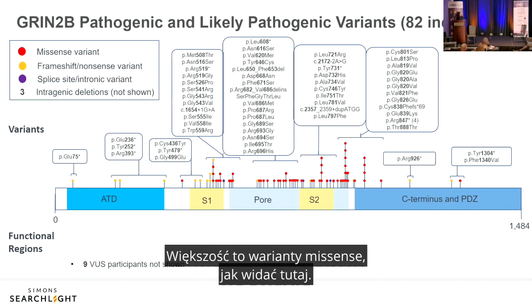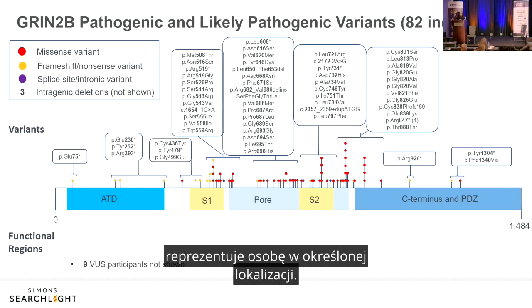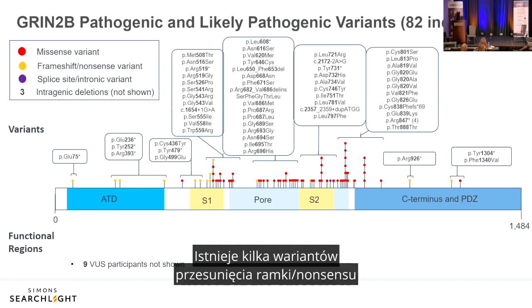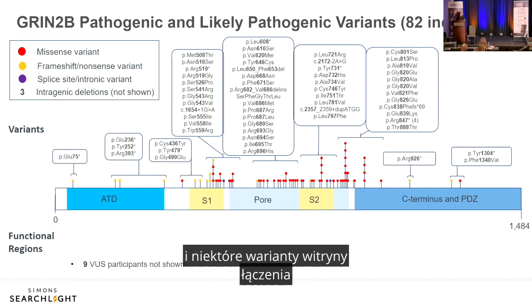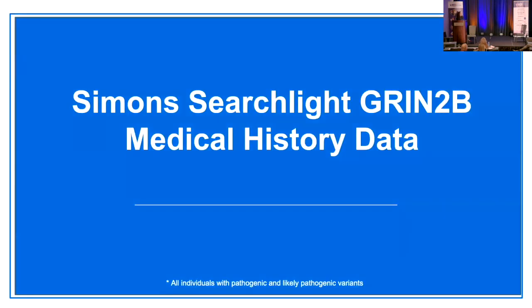The majority are missense variants, as you can see here. So here's the gene, here's a nice little schematic, and each one of these lollipops represents a person at a specific location. I like to call them typos, right? So the red ones are typos, and then up here are the specific locations of each of those variants. I'm not going to go through them. There are a few frameshift nonsense variants and some splice site variants and some deletions that were not shown here. If you want more information on this, we're happy to share that.